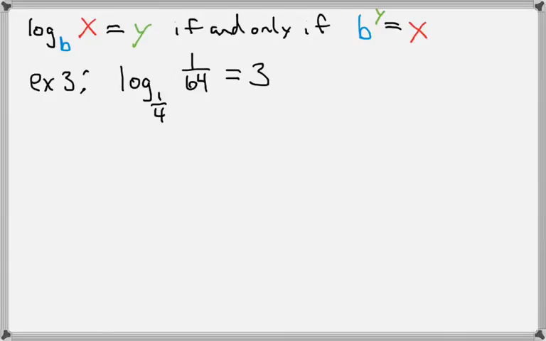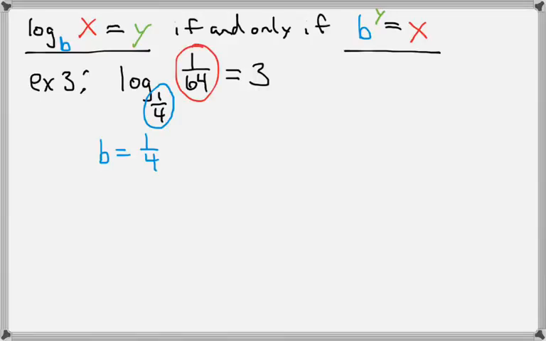So here we have log base 1 over 4 of 1 over 64 is equal to 3. This is currently in log form. We want to convert it to exponential form. So we need to identify our three parts. So first we have our b, which is this guy right here. So b is equal to 1 over 4. Then we have our x, which is this guy right here. So x is equal to 1 over 64. And lastly, we have our y, which was this guy right here. So y is equal to 3.